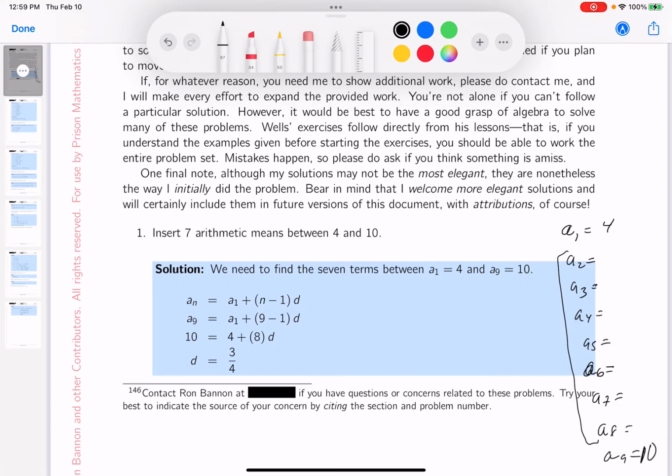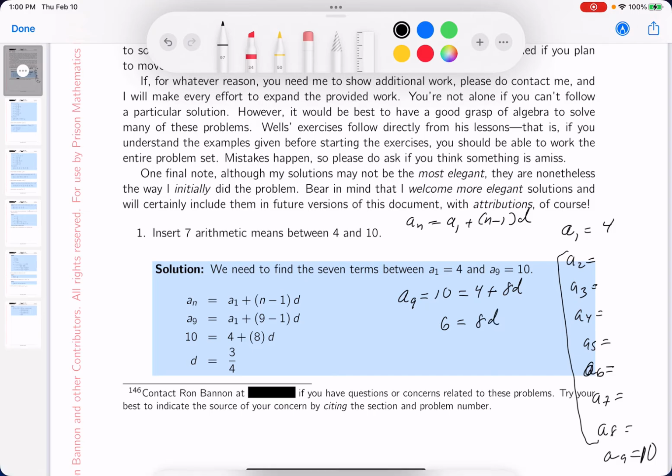I know a formula for AN. And again, the formula for AN, to remind you, is AN equals A1 plus N minus 1 times D. So let's write this down. I know A9 now. A9 is 10. I know A1. A1 is 4 plus, well, that would be 8D then, right? Because N minus 1, if N is 9, 9 minus 1 is 8, 8D, which is not bad. I'm getting 6 equals 8D.